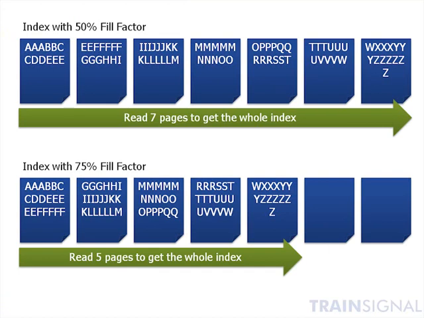Take a look at these two indexes. They both contain the exact same amount of information. The index on the top has been built with a 50% fill factor. That means that each page in the index is about half empty. Now that leaves plenty of room for new data to be added without having to split the pages and fragment the index. So this index will probably maintain a more consistent level of performance for a longer period of time.